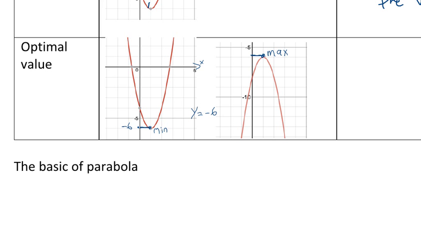If I'm going to refer to the vertex, it's going to be (H, K), because remember that the vertex is H and K. So if I want to go back to the vertex, this is going to represent your axis of symmetry, and this is going to represent the optimal value.